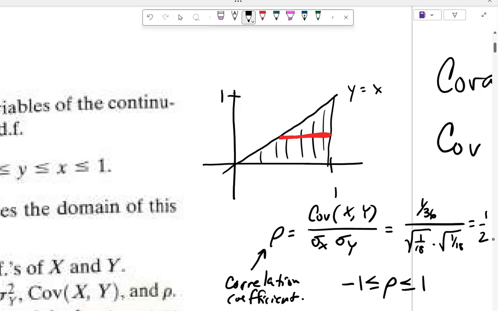There's a joke that says that everyone who confuses correlation with causation dies.